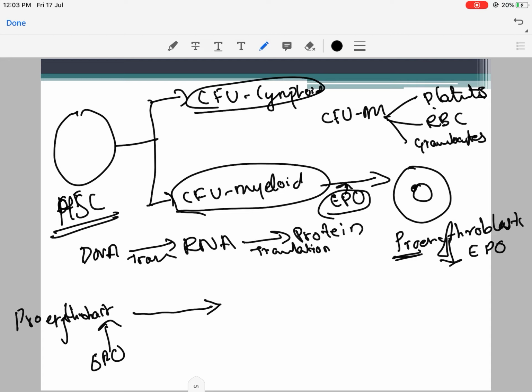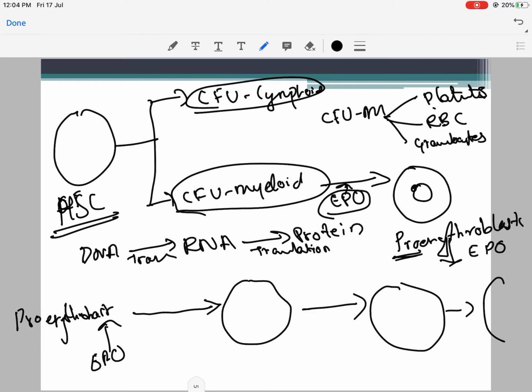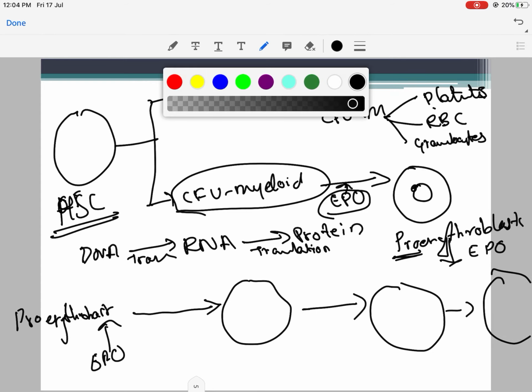So the most important thing which we need to remember is that this divides into various cells. So three important stages we need to remember here. So the first stage is where the nucleus is very big. Okay, so when the erythropoietin acts on this, the first thing is transcription.